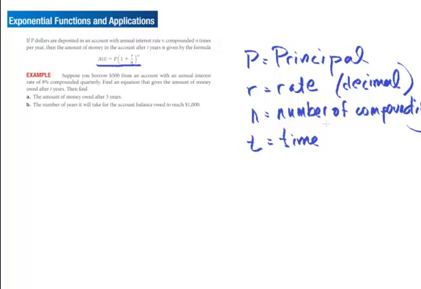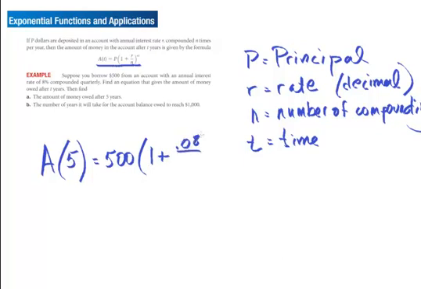Suppose we borrow $500 from an account with an annual interest of 8% compounded quarterly. Find how much money we have after T years, or owed after T years. So the amount after 5 years is going to be, our principal is 500, times 1 plus our rate, 8%. Change that to a decimal, 0.08, over N, and this is compounded quarterly, so N is 4. And then 4 times my time, which is 5.